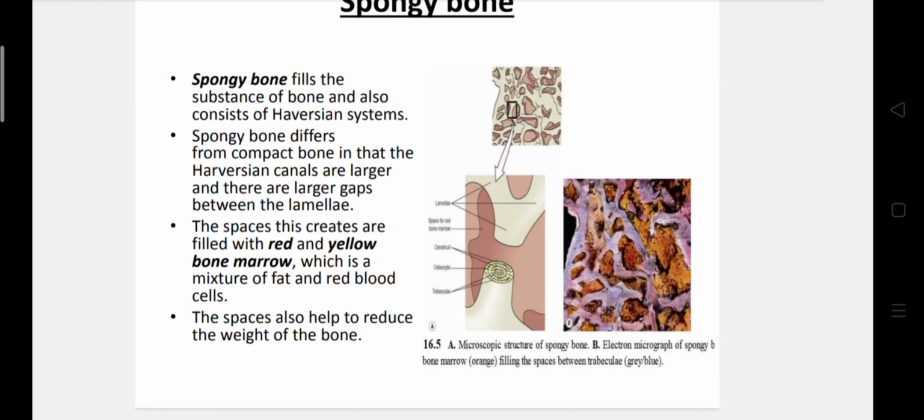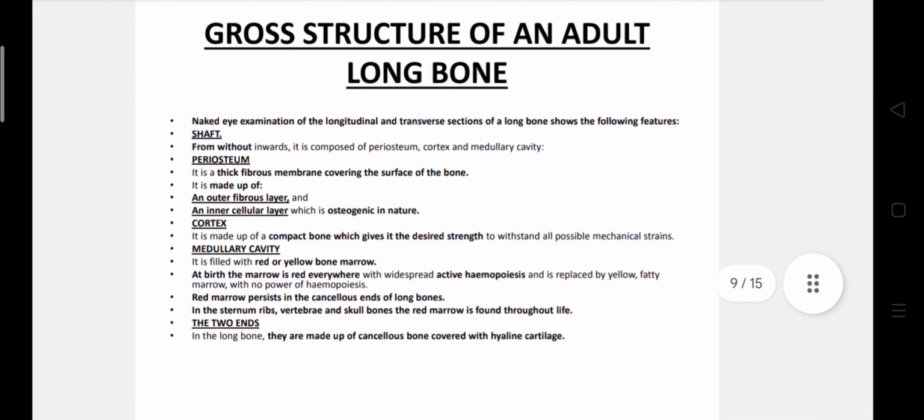And B, electron micrograph of spongy bone. Gross structure of an adult long bone. Naked eye examination of the longitudinal and transverse sections of a long bone shows the following features. Number 1, shaft. From without inwards, it is composed of periosteum, cortex, and medullary cavity.